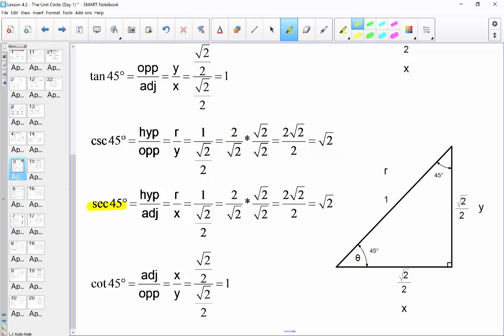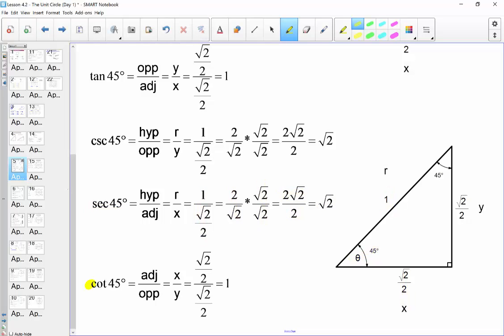The secant of 45 is equal to the hypotenuse over the adjacent side. So 1 over the square root of 2 over 2. Again, just like with the cosecant, that simplifies to 2 over the square root of 2. Rationalize the denominator by multiplying by the square root of 2 over the square root of 2. And we get 2 times the square root of 2 over 2. The 2's cancel, and we've got the square root of 2 left.